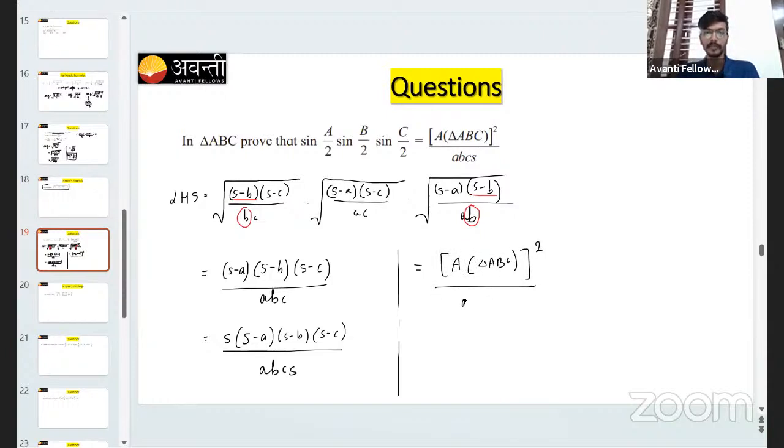And what is in denominator? It is ABCS, so which is equal to RHS. Hence proved. यही तो चाहिए था. Got it? I hope it is clear now.